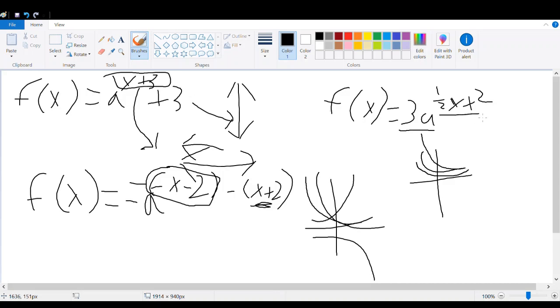And then if it's in the exponent like that, we have to accommodate for the scale factor being in front of the x, and so it's left and right, because that's like the x values. So 1/2 x would go from something like this to something like this. And then if it was 2x, it would go to something like this.